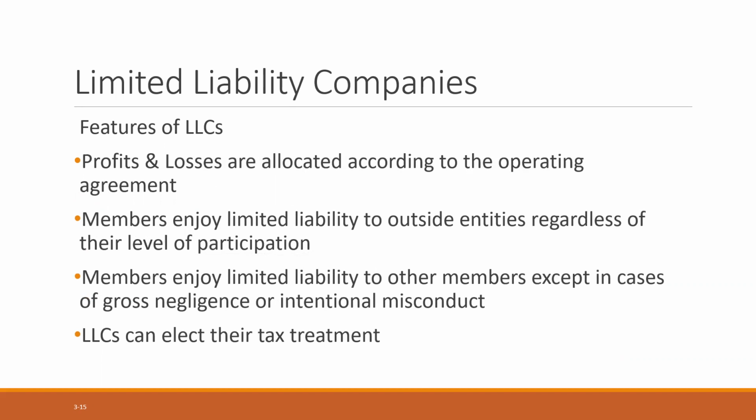Just like a partnership, the profits and losses are allocated according to the operating agreement. So whatever we agree, you're going to get 30%, you're going to get 30%, and I'm going to get 40%, or however we arrange it when we create that operating agreement. Limited liability to outside entities, regardless of our level of participation.